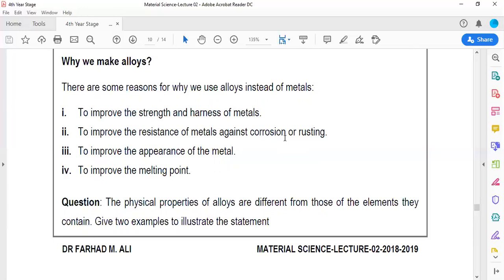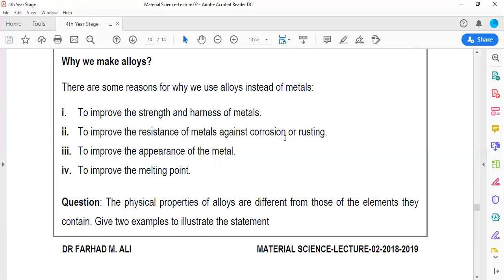Second, to improve the resistance of metals against corrosion or rusting. I believe you know the meaning of corrosion. Corrosion in general is the reaction with atmospheric oxygen, and the metal changes to oxides, like Fe with O, oxygen, makes iron oxides, which is called rust in this case with iron. The rust is a special name for corrosion of iron.